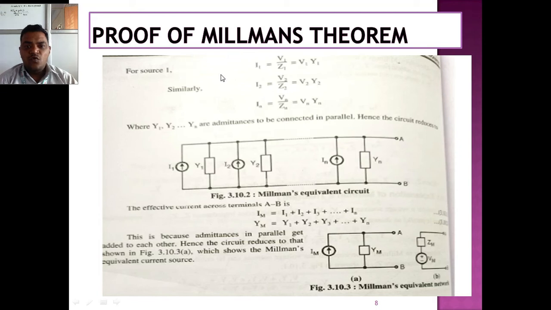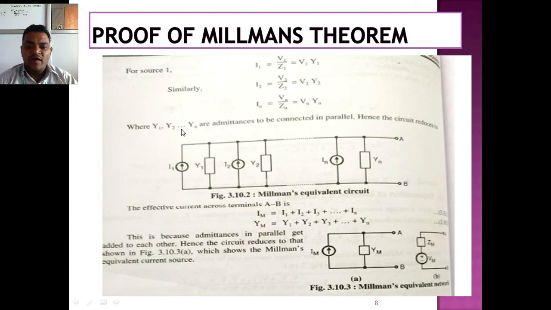For source 1, we consider the current flowing through source 1, I1, which is equal to V1 upon Z1, and I1 is equal to V1 Y1. Similarly, I2 is equal to V2 upon Z2, which is equal to V2 Y2. In this way, I1, I2, I3 up to I of N, which is equal to V of N upon Z of N, which is equal to V of N into Y of N.